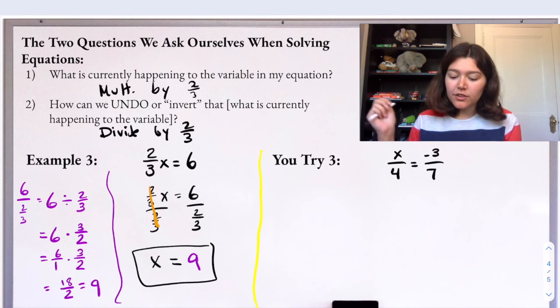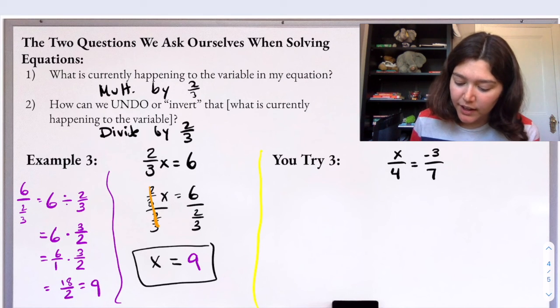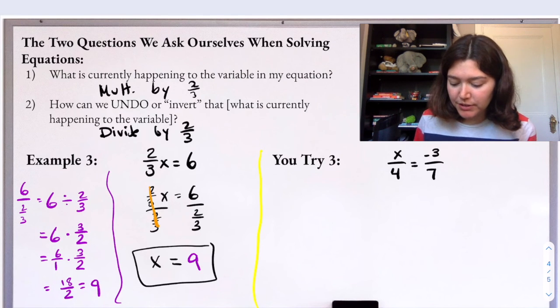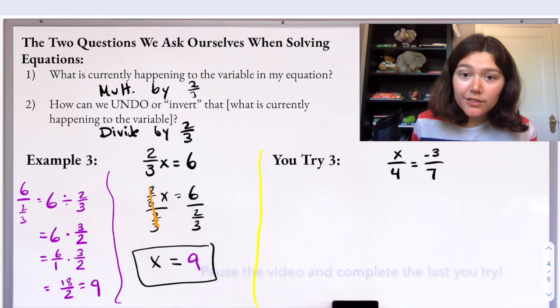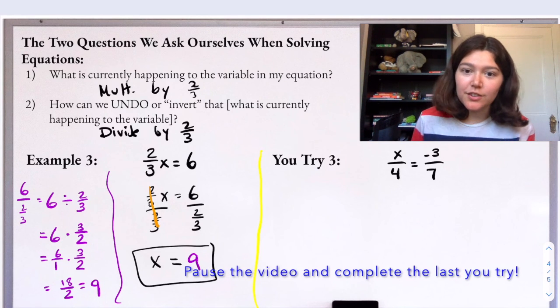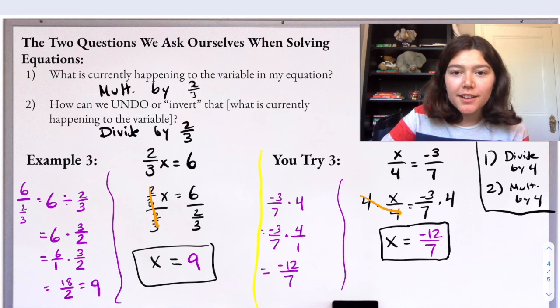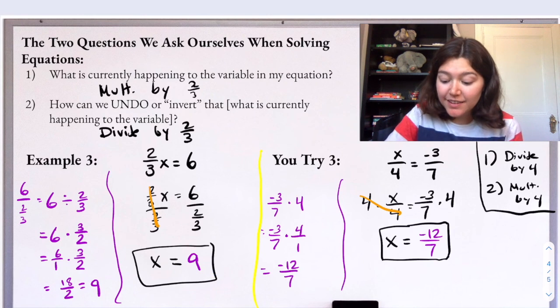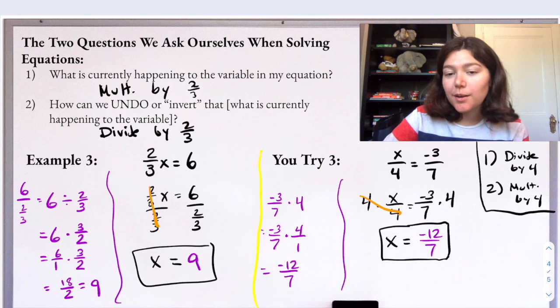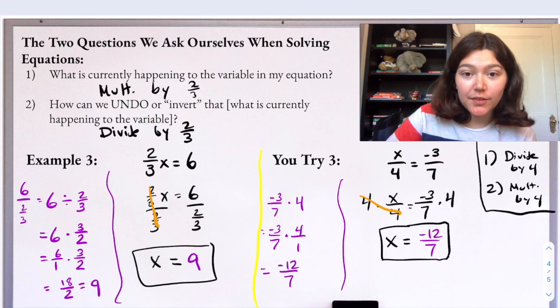Okay? So looking at you try number 3, it's set up a little bit differently, but I have that x divided by 4 equals negative 3/7. All you have to do is ask yourself what's happening to the variable and how do you undo it. And then you just need to do some fraction work after that. All right, give it your best shot. All right, awesome effort. So you should have gotten x equals negative 12/7, or if you put that into a mixed number, it would be negative 1 5/7.